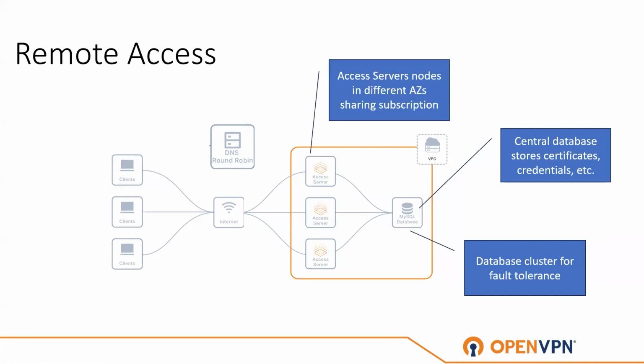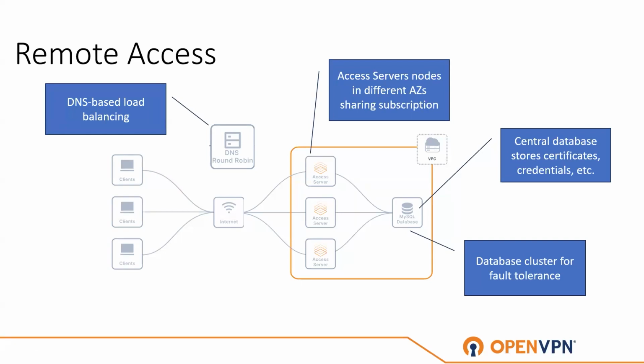Next. So obviously for a fault tolerant solution, the database needs to be fault tolerant too. And you will deploy the access server nodes in different availability zones, again for fault tolerance. And each of these access server nodes will be activated using the same subscription license activation key. So all of them will share the available VPN connections from that subscription.